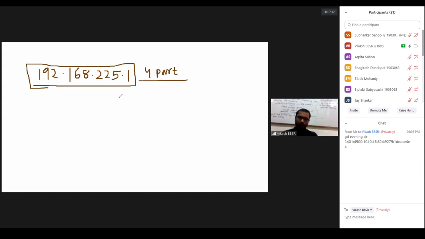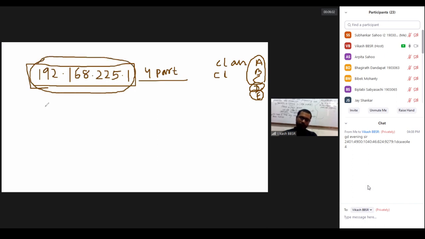Clear? And there are five classes of IP address: class A, class B, class C, class D, and class E. Generally, these three are used, but class D is for future reference, and class E is for scientific and research purposes. But how will you know which class an IP address belongs to?